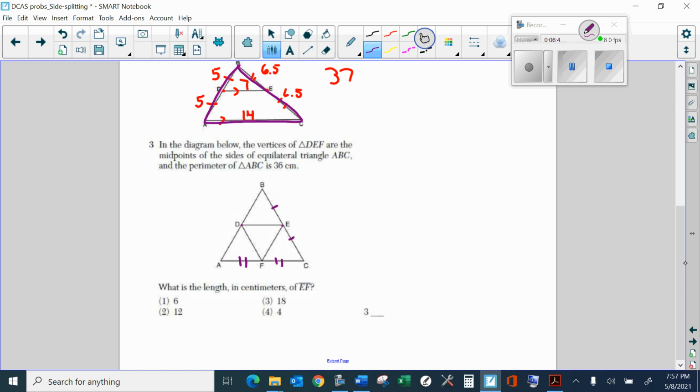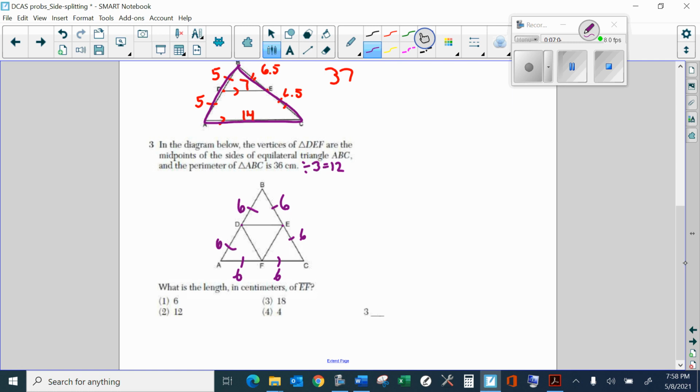Of an equilateral triangle. If it's just an equilateral triangle, then all these are congruent right here, because equilateral. The perimeter of ABC, the big one, is 36, so you divide that by 3, and that makes each side 12. So since each side is 12, each of these is 6.